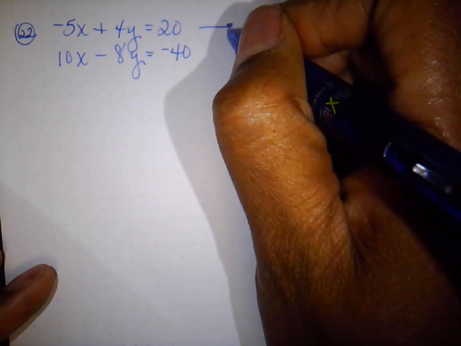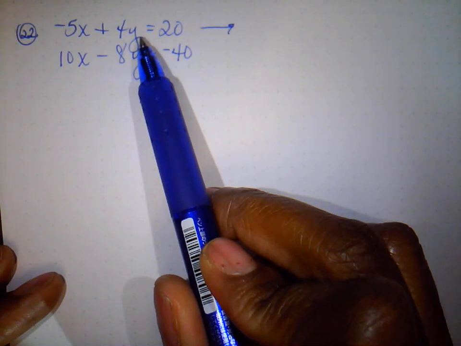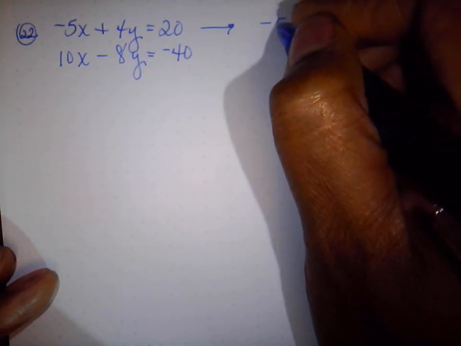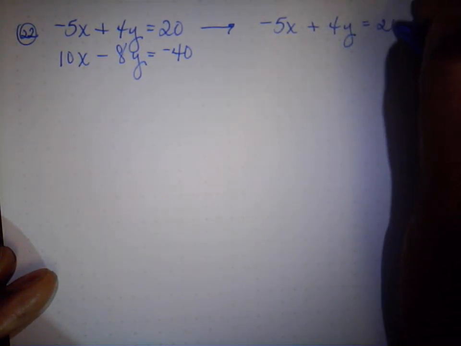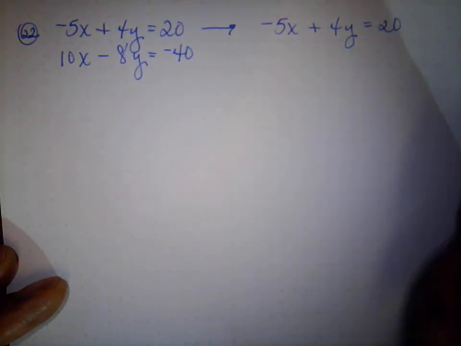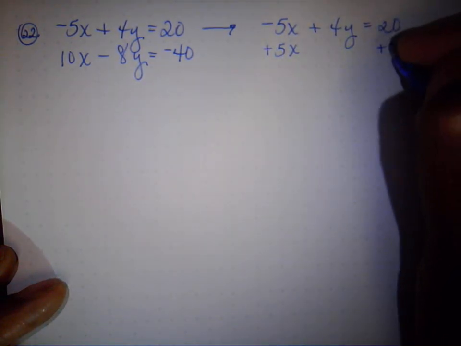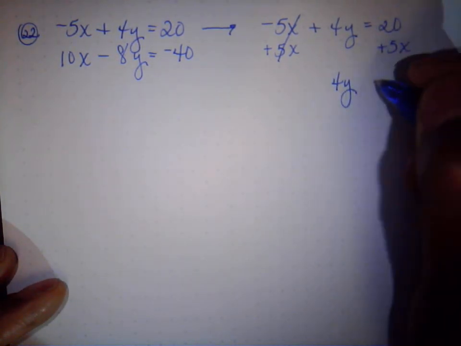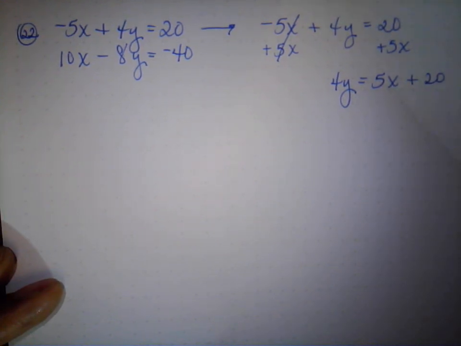So let's take this first equation. Do y'all mind if I solve for the variable y? Okay. I'm going to rewrite it. Negative 5x plus 4y equals 20. If I'm solving for y, I need to move this negative 5x. I'm going to add 5x to both sides. Cancels out. 4y equals 5x plus 20.